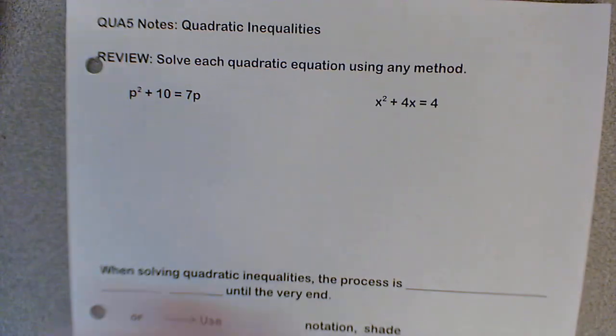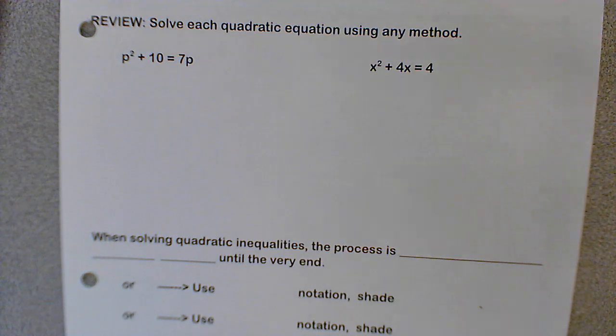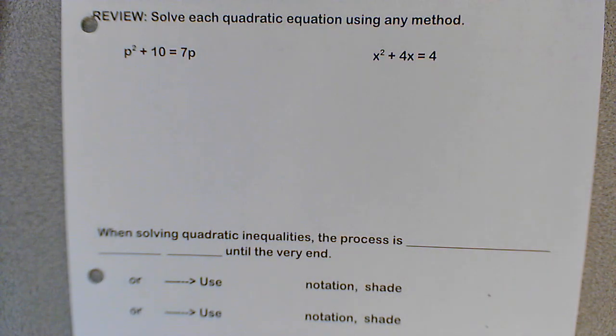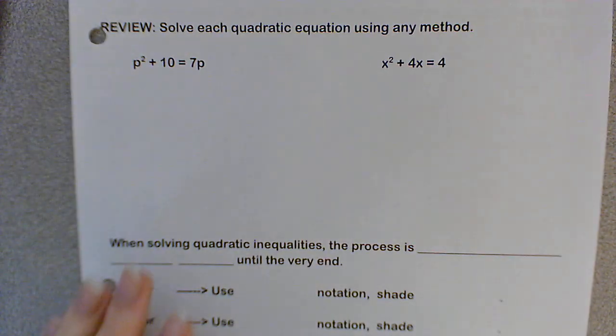Alright, so this is the QUA5 notes, Quadratic Inequalities. This set of notes should be relatively brief, but I am going to make two videos on it, one covering the front page of the notes and one covering something on the sample problems that I forgot to cover on these notes. Okay, so p squared plus 10 equals 7p.